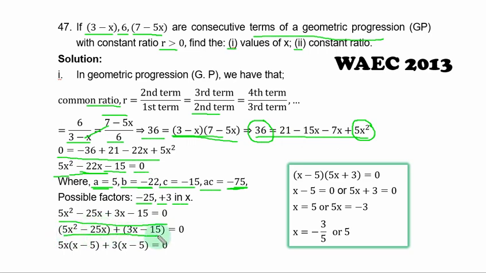From each group, you factor out the common term. You have this result. At this point, you will observe that s minus 5 is common. When you take it out, you are left with 5s plus 3 that will combine to form the other term. You equate everything to 0. At this point, you equate each term to 0.